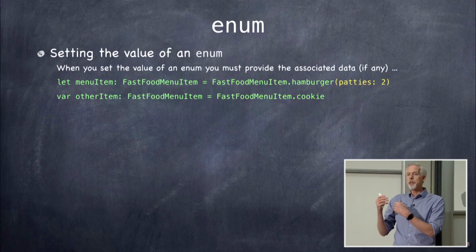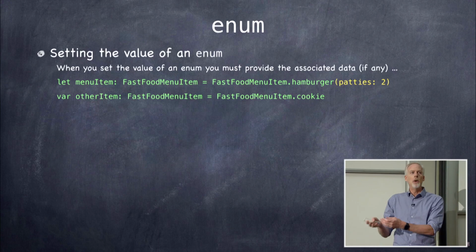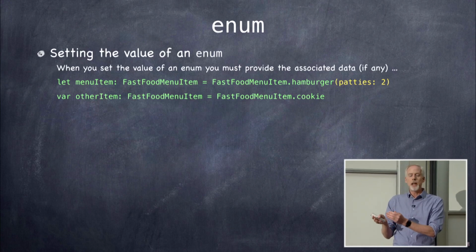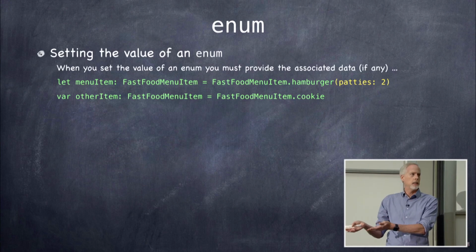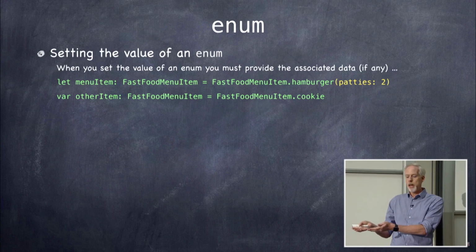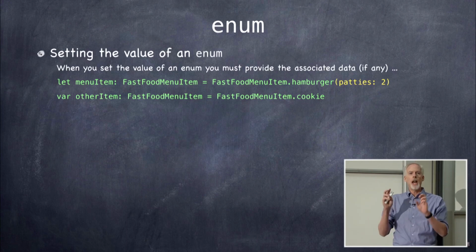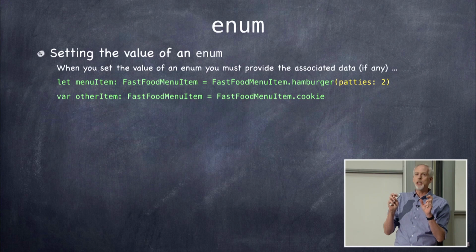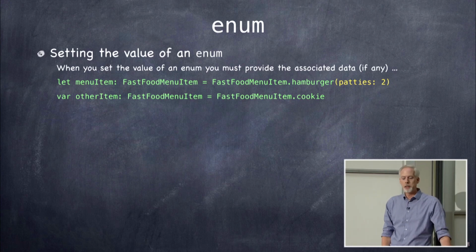And if it has associated data, I have to provide it. Okay? So the only time you can set the associated data of an enum is when you assign it. It's the only time. You can't go back later and change this to be a triple, because this is fundamentally a double burger. That's what it is. And if it changed, it would change into a completely different thing. All right, so you don't change the patties.